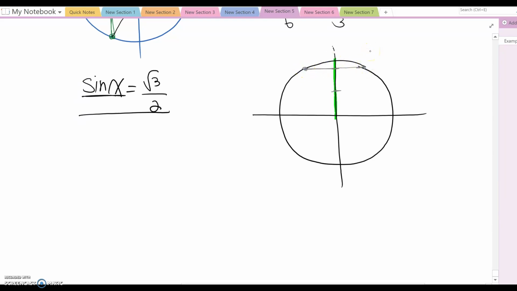Okay, so let's count where they are. So 1, 2. First of all, this x becomes 2 pi over 6, which means pi over 3. And then 3, 4. So another one is 4 pi over 6, which means 2 pi over 3. That should be the answer for this problem.